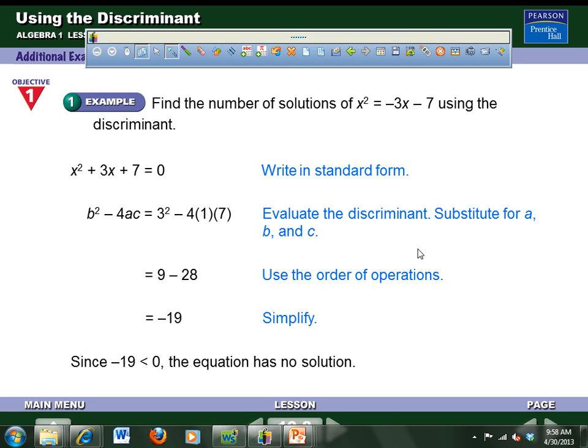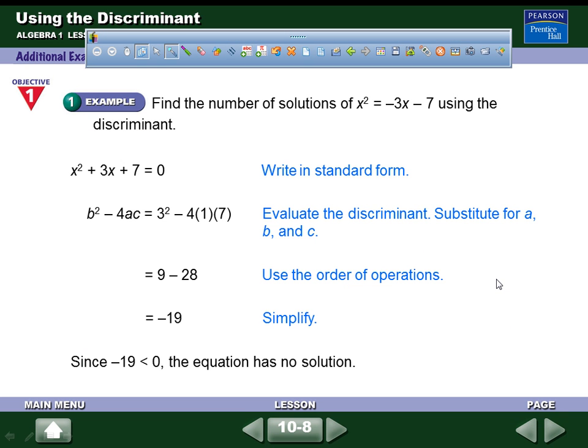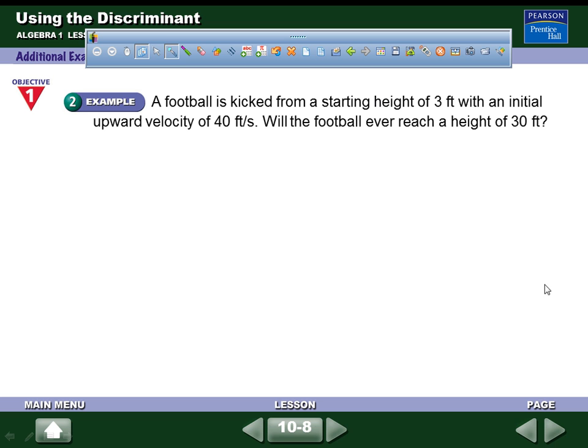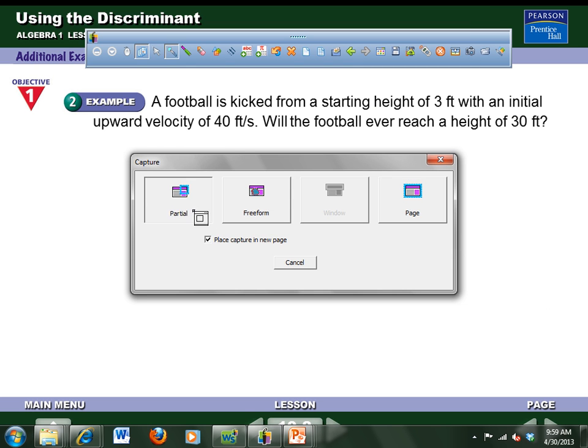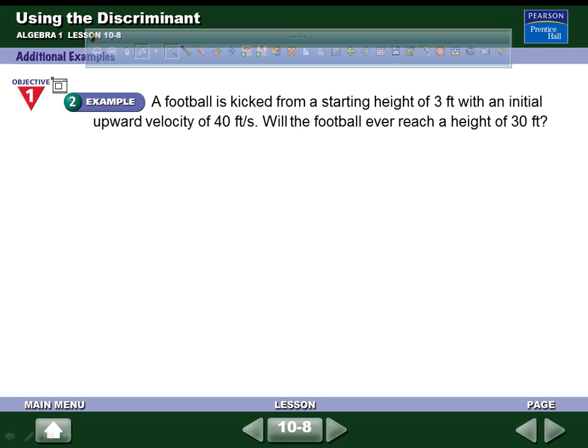And then it says no solution. Look, I'm doing it right. Let's move on to, okay, so here's a word problem. So partial, place capture, new page. So this is that one.